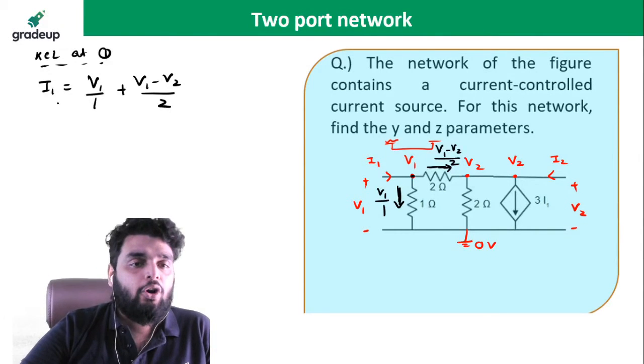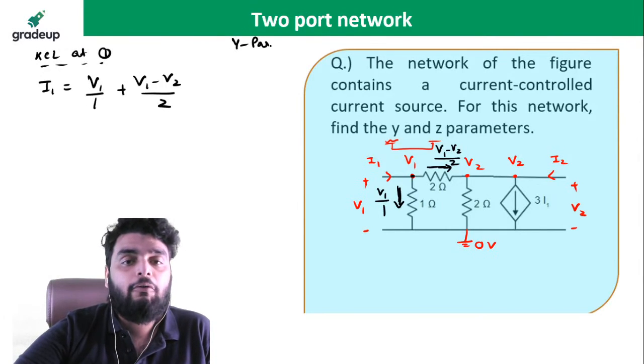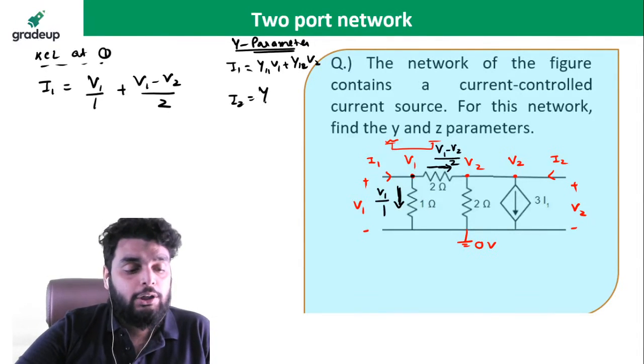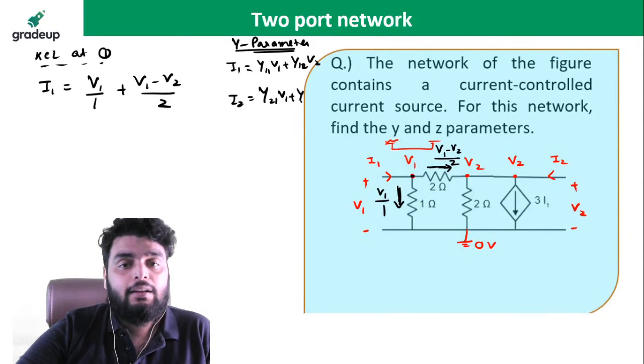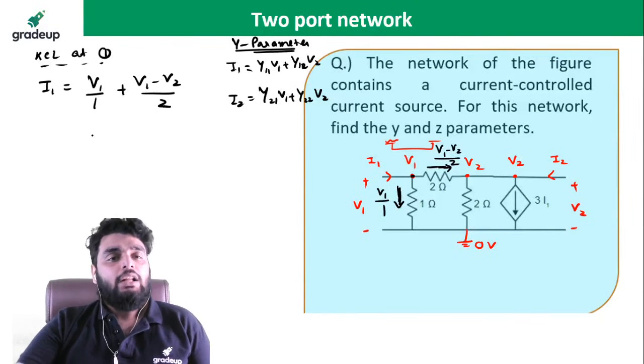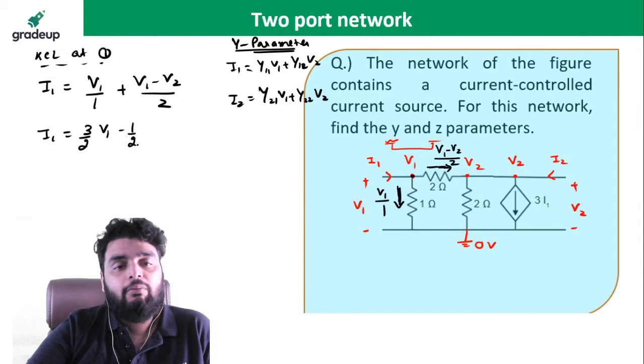So यहाँ पर मैं कौन सी इक्वेशन लिख रहा हूँ? KCL. It means which parameter I want to find out? Y parameter. So what is the general equation of Y parameter? I1, I2 is equal to Y11 V1 plus Y12 V2, is equal to Y21 V1 plus Y22 V2. This is the general equation of Y parameter. Fine. So see here, I can rearrange this equation in 3 by 2 V1 minus 1 by 2 V2.